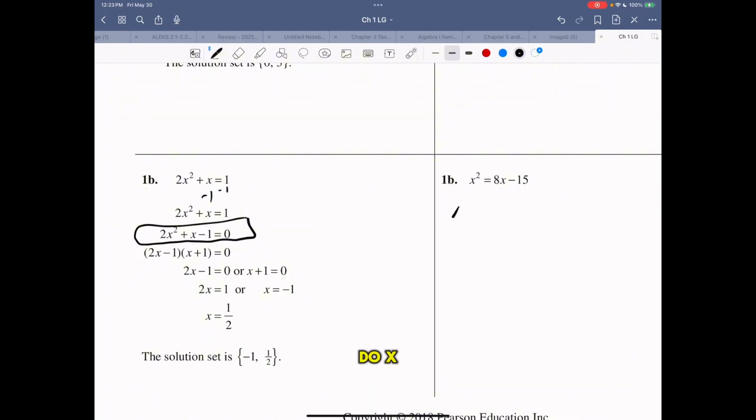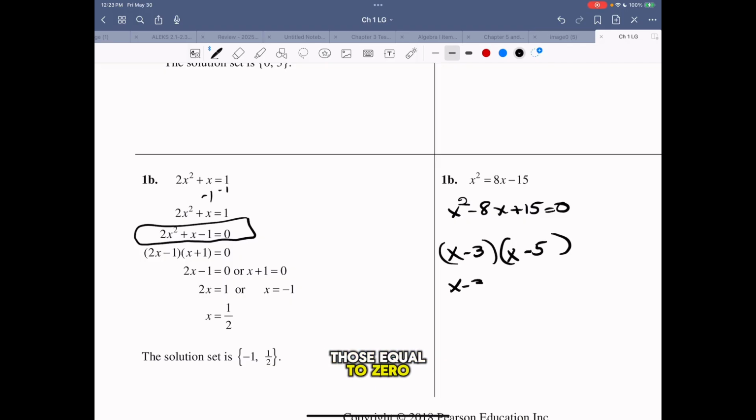So here you would do x squared minus 8x plus 15, set it equal to 0, then set up your factors. So x, two numbers multiplied together give me 15, but added together give me 8, which would be 3 and 5. And then you just set each one of those equal to 0. And you end up with x being equal to 3 and also 5.